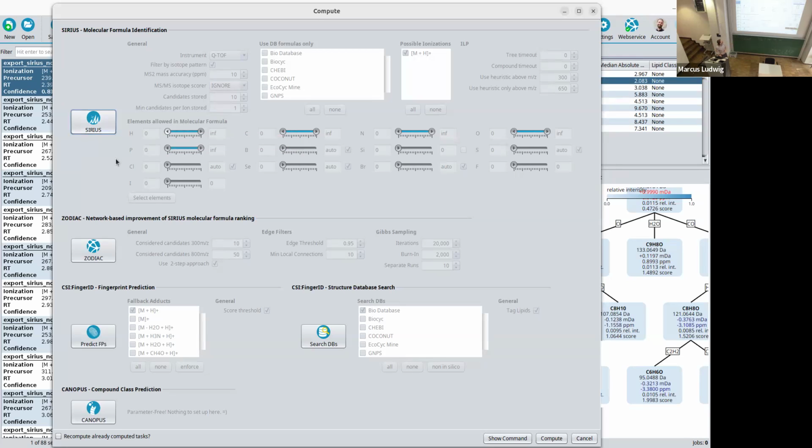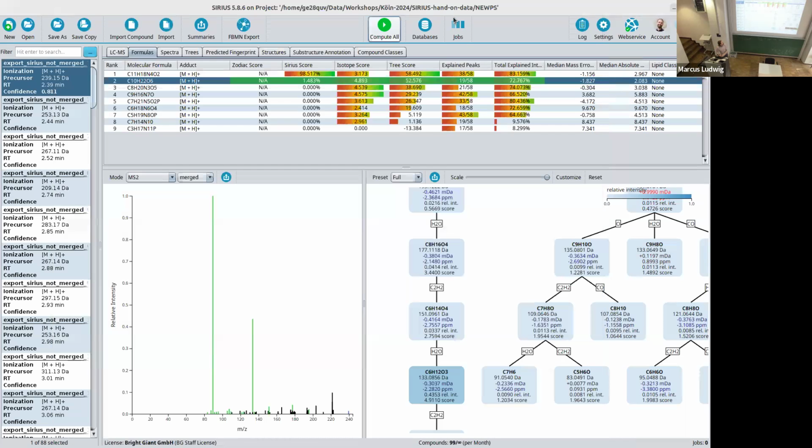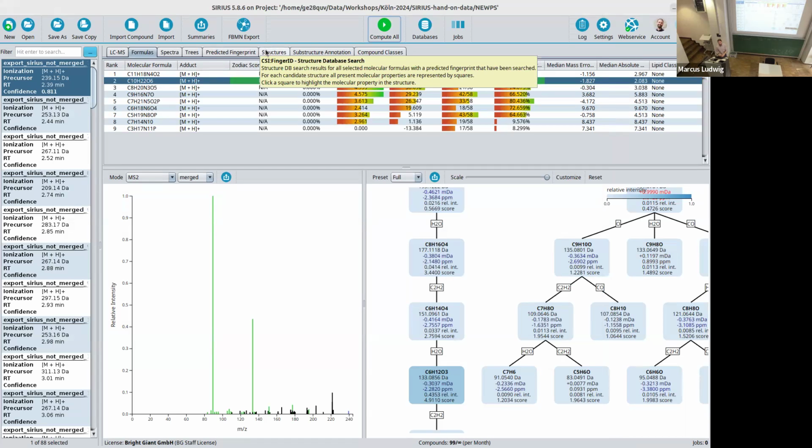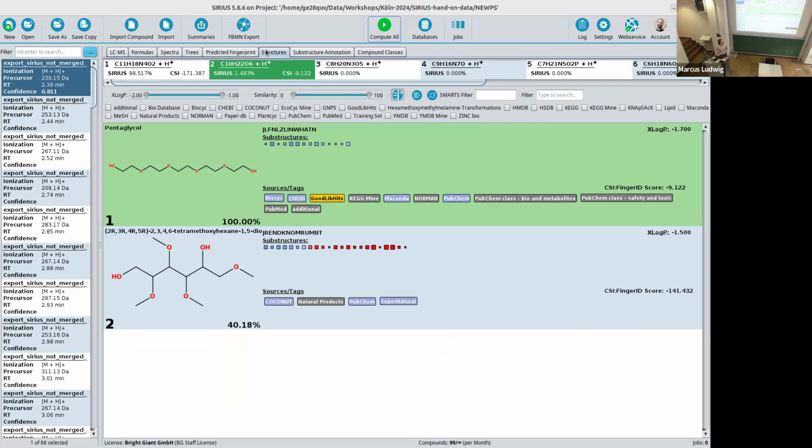So if you run this, it gives you a slightly improved molecular formula annotation rate, but you have to perform it on the whole data set. And so we won't do this today. We want rather to look now at the structures. I think most of you are in the end just interested in how you can annotate your molecular structure with Sirius.